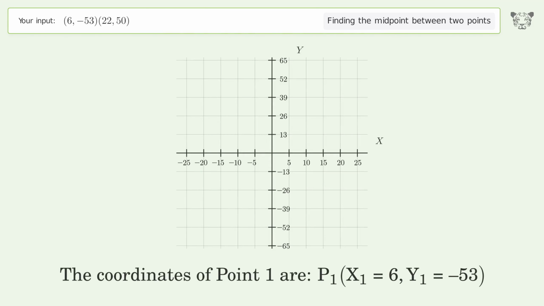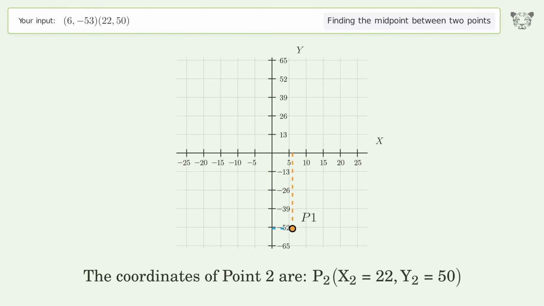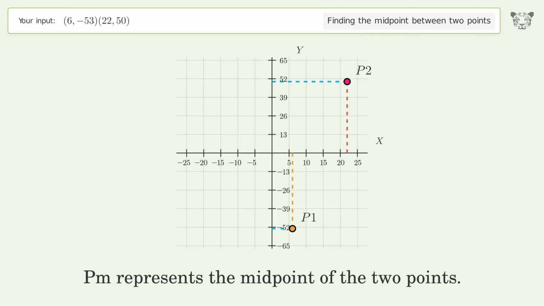The coordinates of point 1 are x1 equals 6, y1 equals negative 53. The coordinates of point 2 are x2 equals 22, y2 equals 50. PM represents the midpoint of the 2 points.